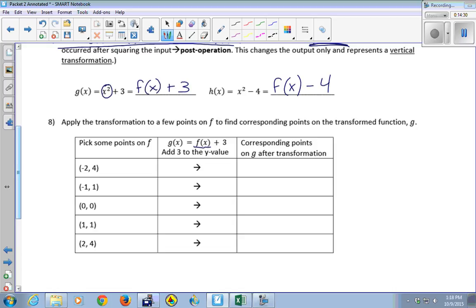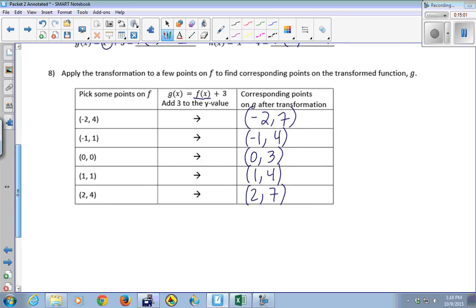So -2, 4 would become -2, 7. Just add 3 to the y coordinate. -1, 1 becomes -1, 4. 0, 0 becomes 0, 3. 1, 1 becomes 1, 4. And 2, 4 becomes 2, 7. So the x's are not changing at all here. The only thing that changes is the y's. And when y changes, that's going to create a vertical change in the graph because y measures the vertical location of a point.